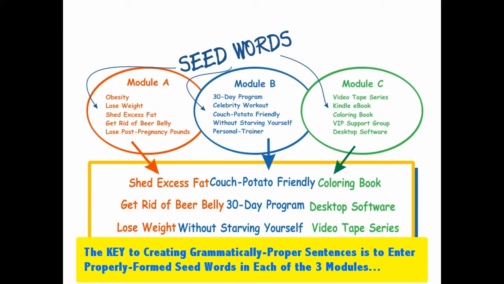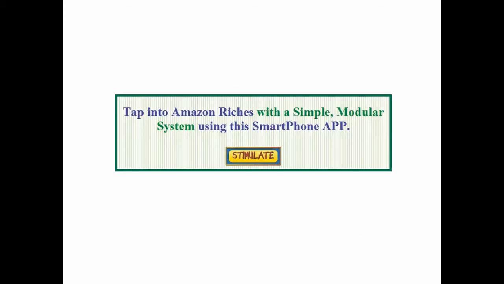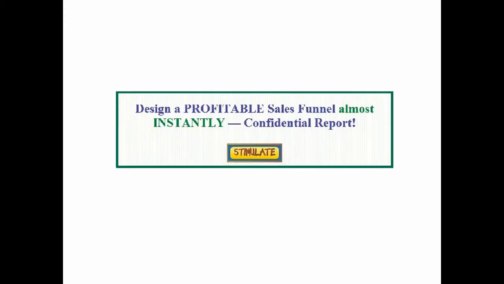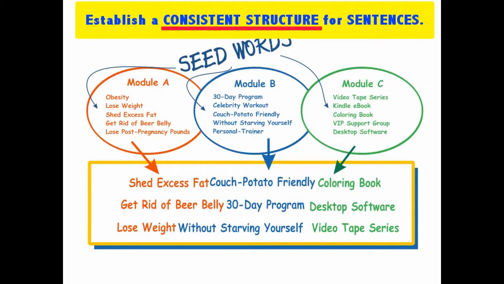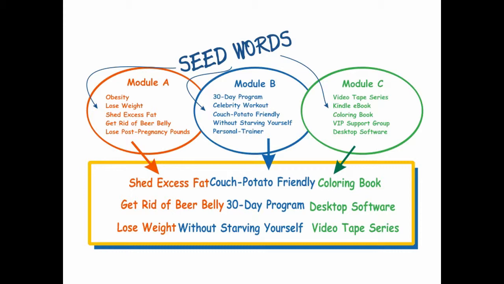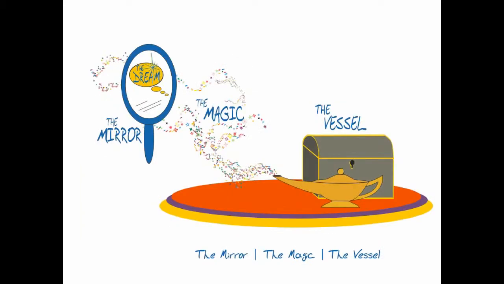But you may want to use your BoosterTron to create persuasive headlines or clever taglines, in which case you would probably like to have it produce nice, well-formed sentences. To accomplish that, you need to establish a consistent structure for the sentences. This will help you determine how to phrase the seed words which you put into the empty slots of modules A, B, and C. To help you generate appealing product ideas, the three modules for your BoosterTron come preloaded with seed words in the following three categories: the mirror, the magic, and the vessel.